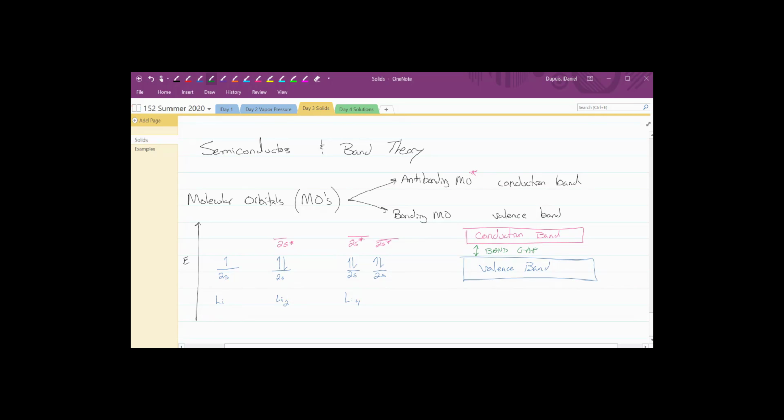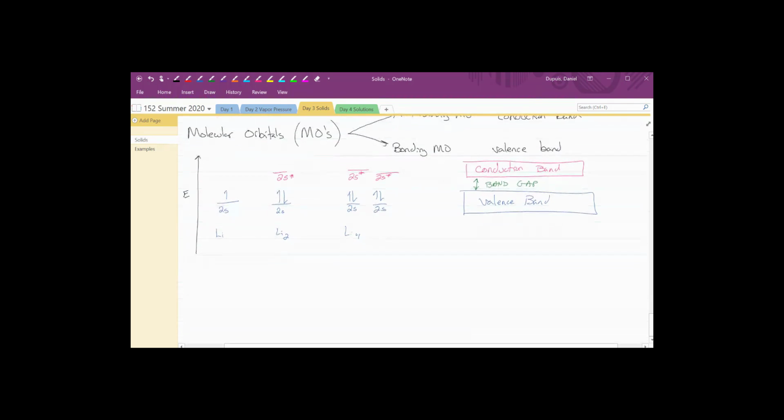Some elements or compounds don't even have a band gap. So let's look at the three options. There's conductors, semiconductors, and non-conductors.